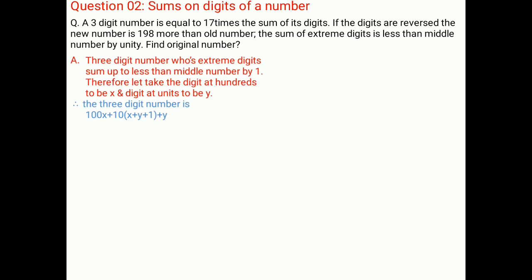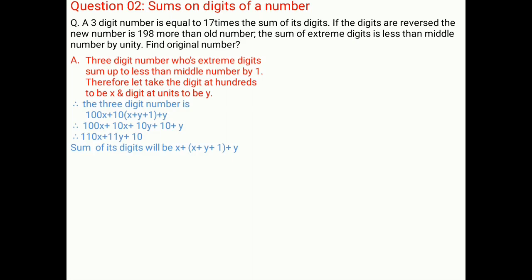Therefore, the 3-digit number is 100x plus 10 into (x plus y plus 1) plus y. This gives me 100x plus 10x plus 10y plus 10 plus y. Solving this, I get 110x plus 11y plus 10. The second condition states that the sum of its digits.